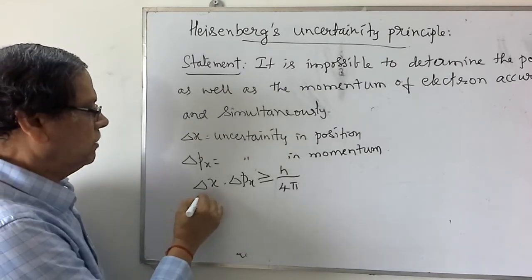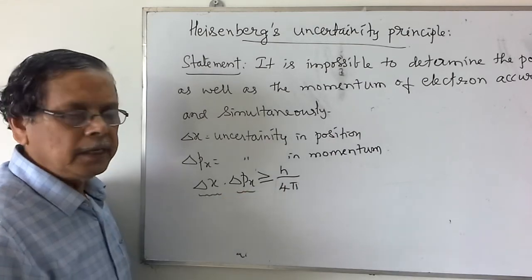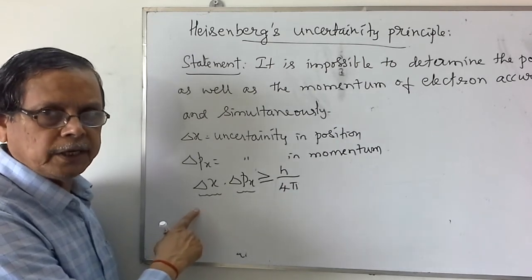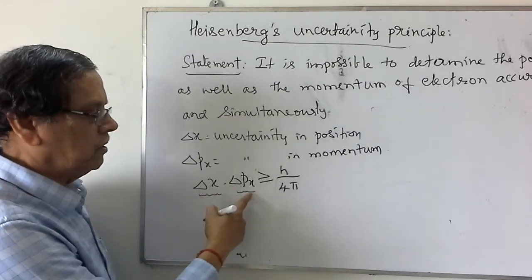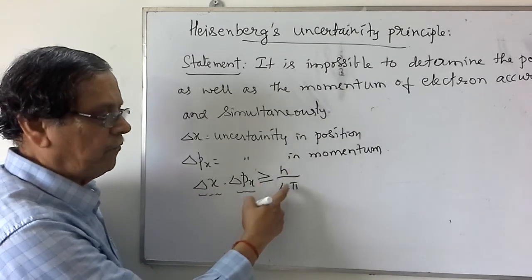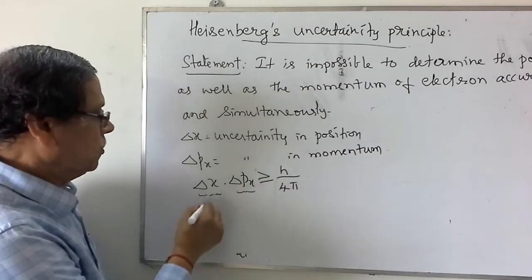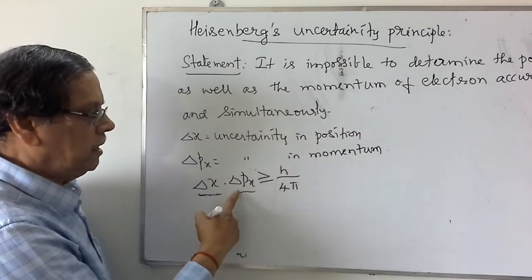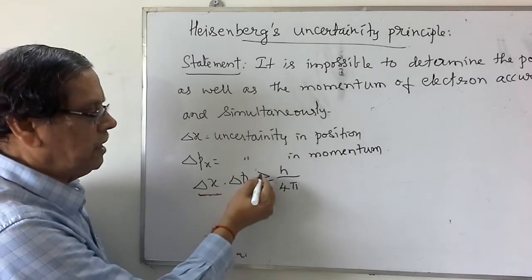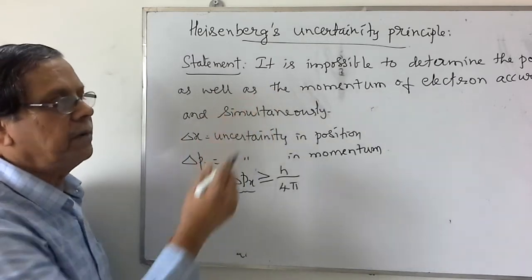So if you determine the position of the electron accurately, there will be uncertainty in the momentum. If you determine the momentum of the electron accurately, there will be uncertainty in the position. So the minimum value of the product of these two, uncertainty in the position and uncertainty in the momentum, will be h over 4 pi. Therefore, we have delta x into delta px is greater than or equal to h over 4 pi. So this is about Heisenberg's uncertainty principle.